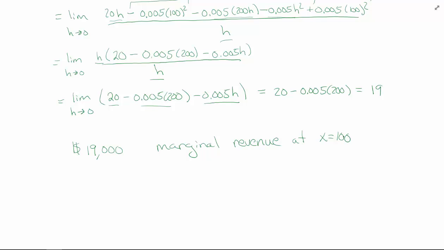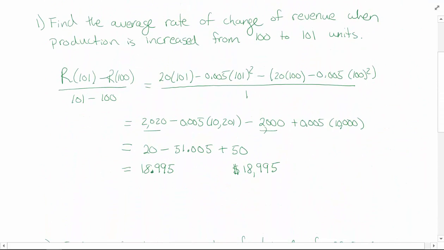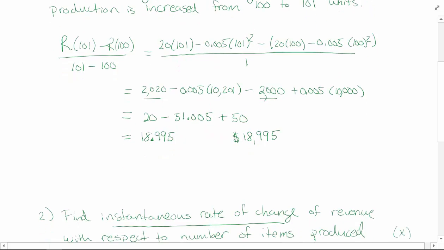Depending on the textbook or the company you're working with, they either call this instantaneous rate of change marginal revenue, or other companies will use this average rate of change for their marginal revenue, which is essentially the revenue gained by producing one more unit. So I wanted to introduce you to both.